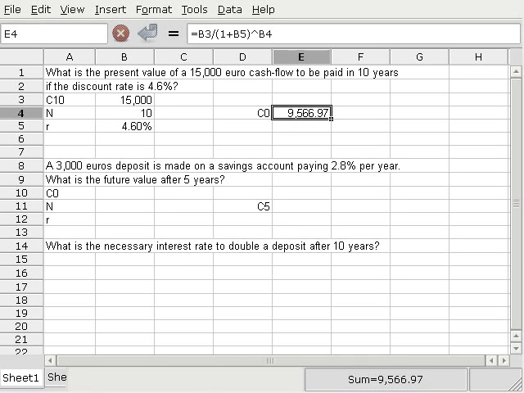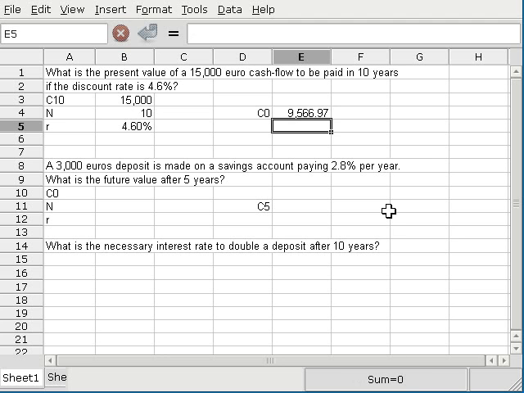Notice that you can get exactly the same result by doing the calculation this way. Again, the future value times 1 plus rate to the power of minus the number of years. And again, you get the same result. Thus, either you divide by 1 plus rate to the power of number of years, or you multiply by 1 plus rate to the power of minus the number of years.